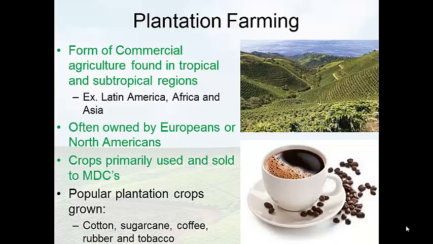Now, shouldn't be a shock, these plantation farms are often owned by Europeans or North Americans, and these crops are primarily used and sold just in MDCs, with farmers who directly grow these crops only really benefiting from it.